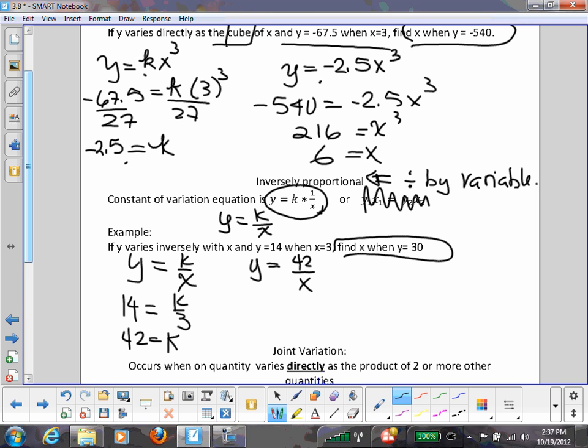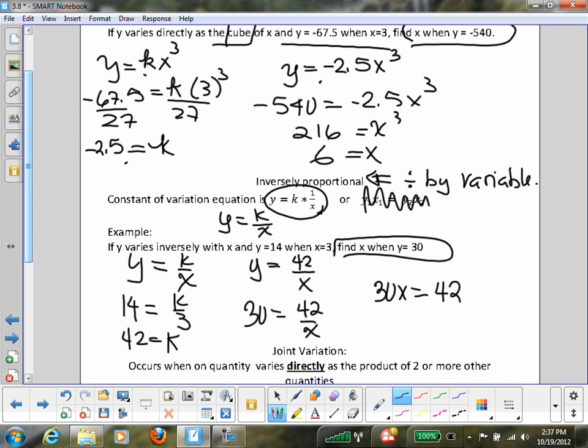Find x when y is 30. So 30 is equal to 42 over x. How do I solve? So that means 30x equals 42, and x is equal to 42 over 30, which is what? 1.4. So far, so good? Any questions?